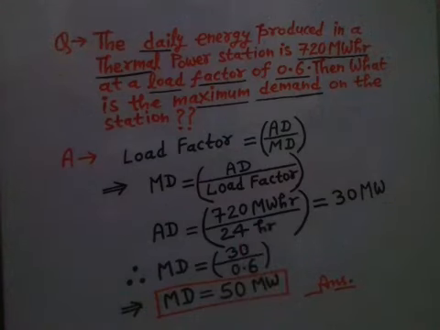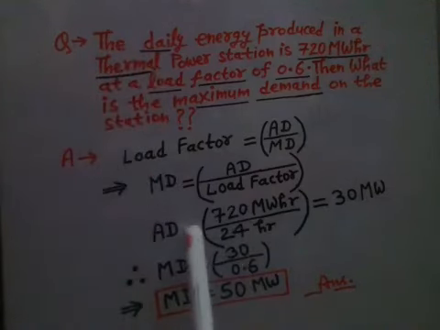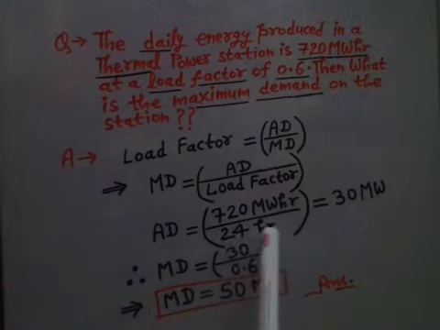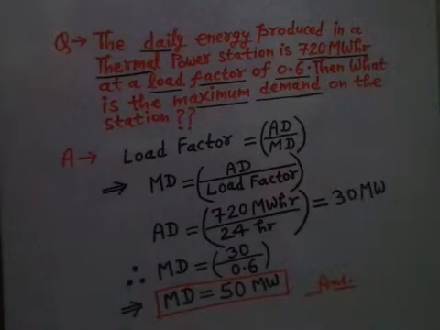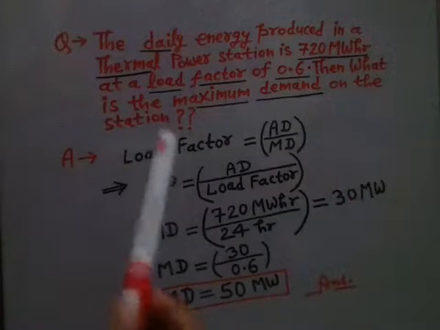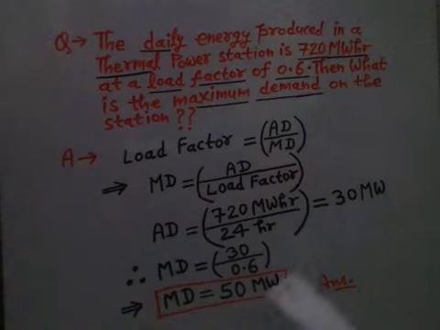And likewise, so for the daily load curve, for the calculation of average demand, you will have to divide it by simply the total number of hours in a day, that is 24. So 720 by 24 is 30 megawatt, that is the average demand or average load. So likewise you can calculate the maximum demand on the power station. So 50 megawatt is the answer.